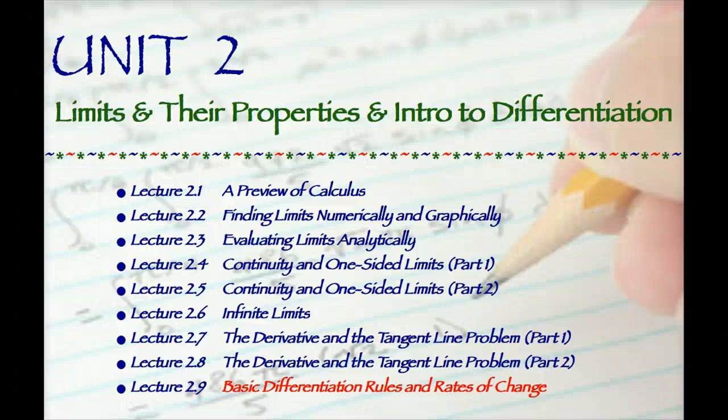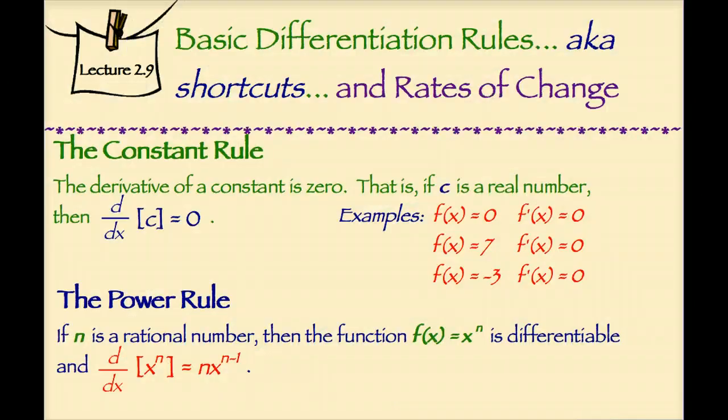Hi boys and girls, this is lecture 2.9 in Unit 2, the last of the Unit 2 lectures. The topic, Basic Differentiation Rules and Rates of Change. Notice on this slide, I have a little subtitle, Basic Differentiation Rules, aka Shortcuts and Rates of Change.